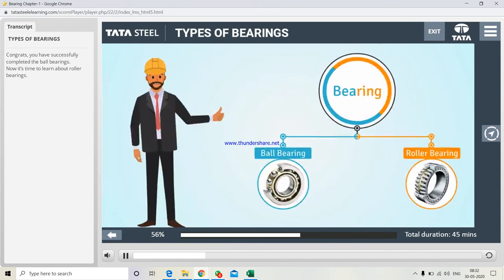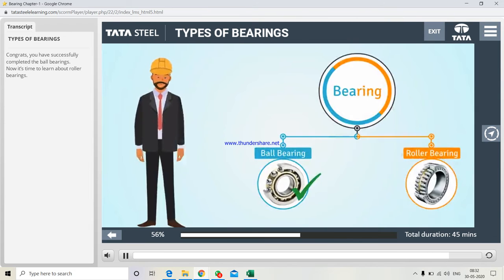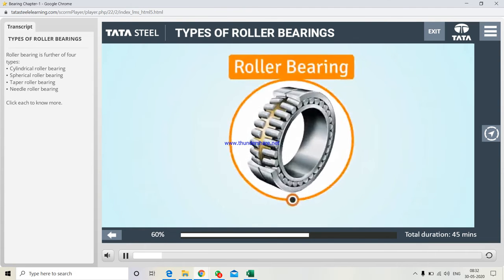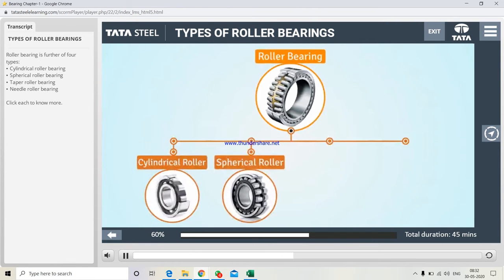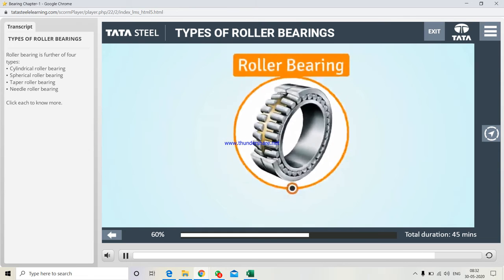Congrats! You have successfully completed the ball bearings. Now it's time to learn about roller bearings. Roller bearing is further of 4 types: cylindrical roller bearing, spherical roller bearing, tapered roller bearing, needle roller bearing. Click each to know more.